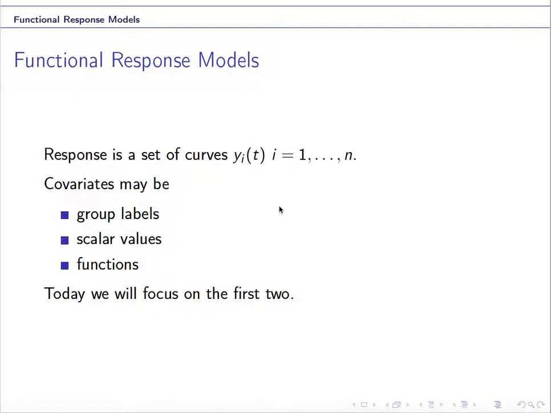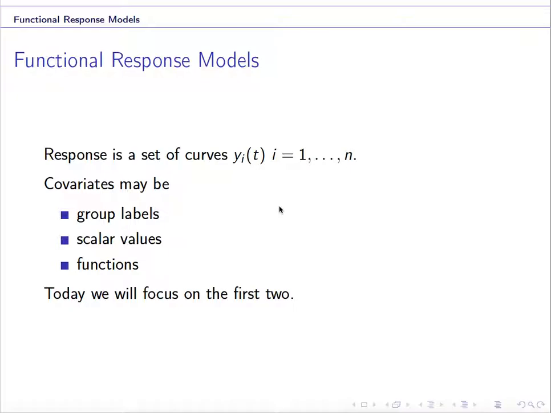Okay, so let's continue the lectures about functional linear regression models. On Monday, we talked about how there are three types of functional linear regression models. On Monday, we talked about the case where the response is a scalar variable and the covariate is a function. We call it scalar-on-function regression models. And there are also two other cases.